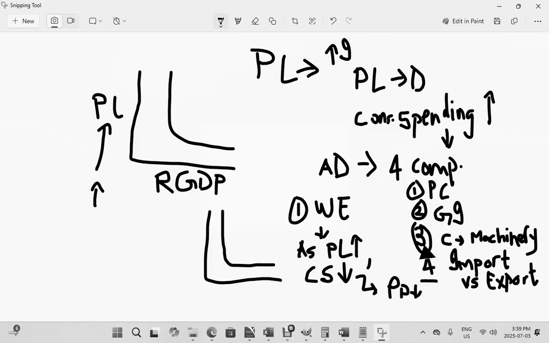And because this purchasing power goes down, the economy will shrink. And because the economy shrinks, your real GDP will shrink. So our GDP goes down. All right, so this has to do with the wealth effect.